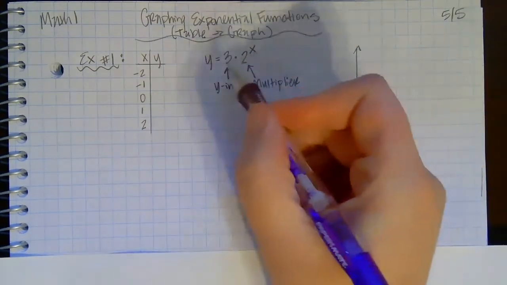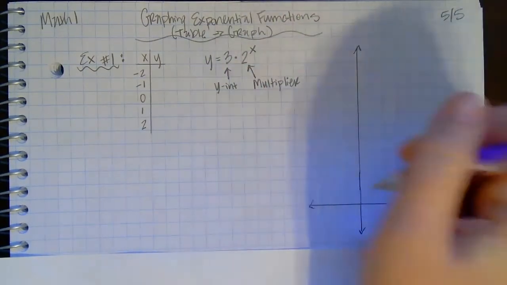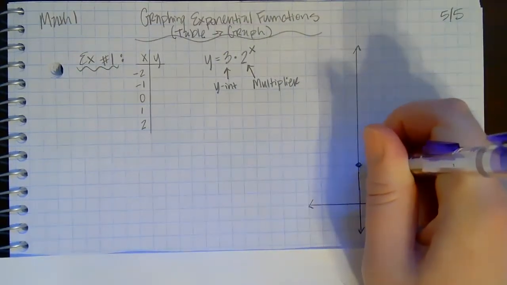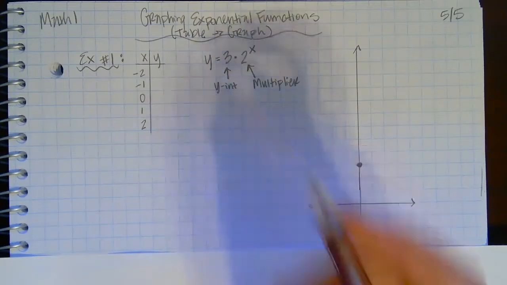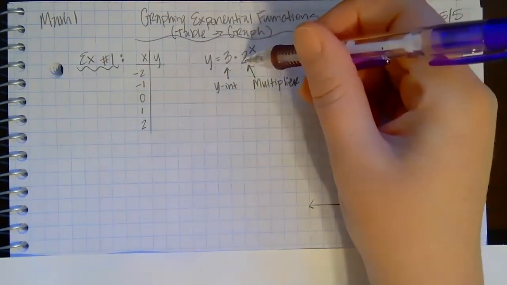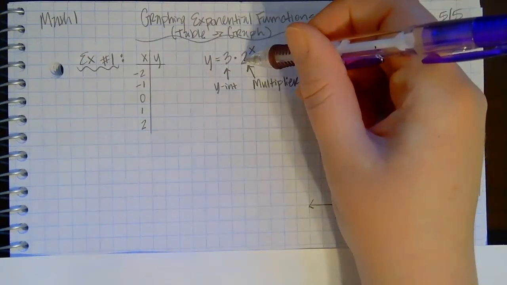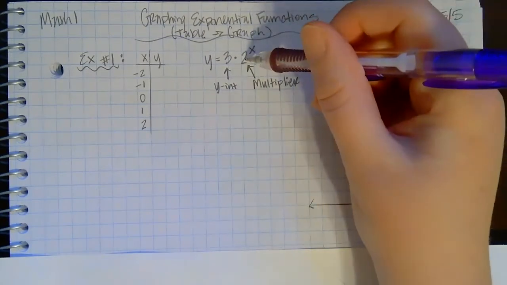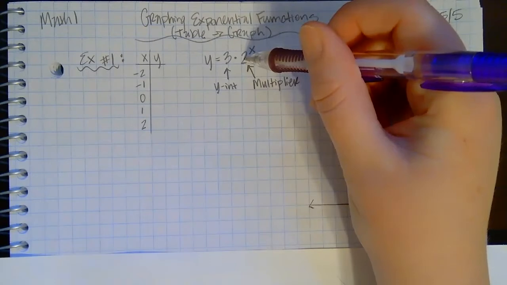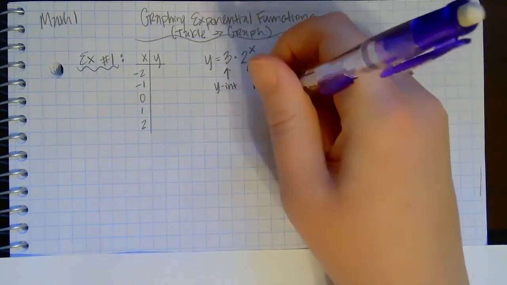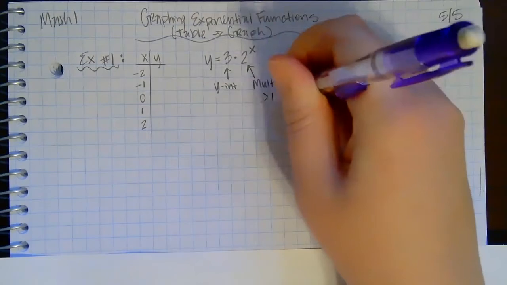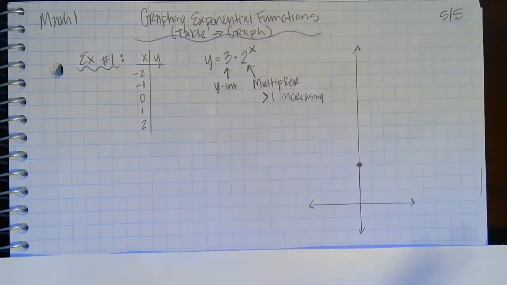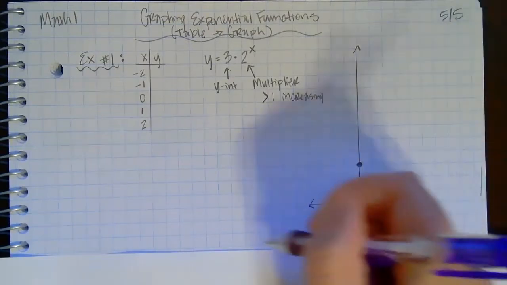Okay, now just by looking at the equation, and I could do this even before I get to my table, the y-intercept is 3, so I can go 1, 2, 3 and make a dot there. I can do that just from knowing the equation. And then the multiplier is 2. Since the multiplier is 2, that means that my graph is going to be increasing because my number here is a number greater than 1. So since my number is greater than 1, it's going to be increasing. Okay, so it's going to kind of look like this, like a J curve going up.